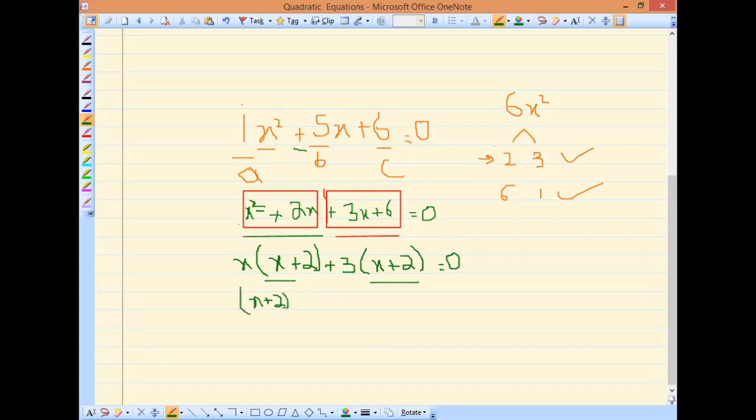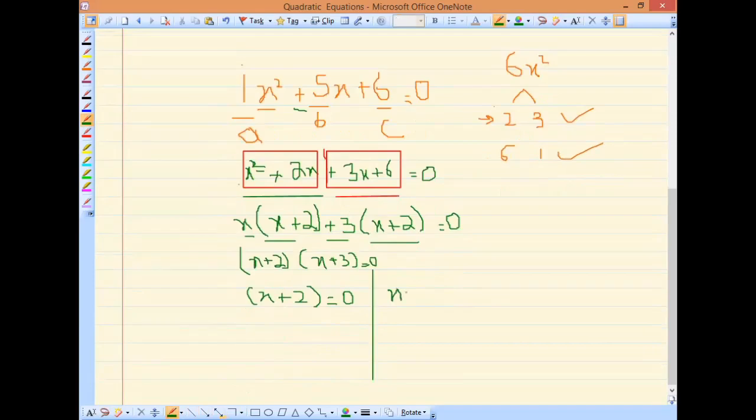Okay, now here we have x and plus 3, so we will also keep them in a bracket. It will become x plus 3 equals to 0. So now what will we do? As we can see that x plus 2, we will separate them both. x plus 2 equals to 0, and let me draw a line. We won't leave the answer as it is because we have to do further steps.